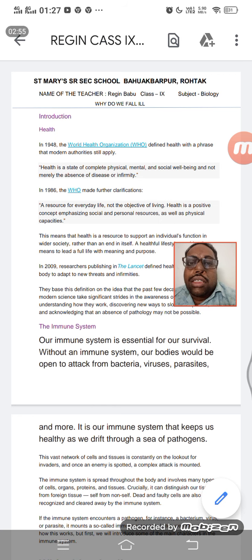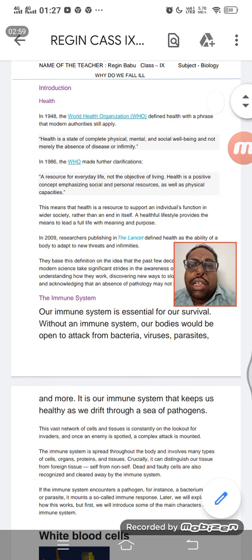In 1986, a little further clarification was made: health is a resource of everyday life, not the objective of living. Health is a positive concept emphasizing social and personal resources as well as physical capacities. It is the same thing, but they have redefined it by putting some psychological aspects in modern terms. In 2009, some researchers published in the Lancet that health is the ability of a body to adapt to new threats and infirmities. That is also called a healthy condition.